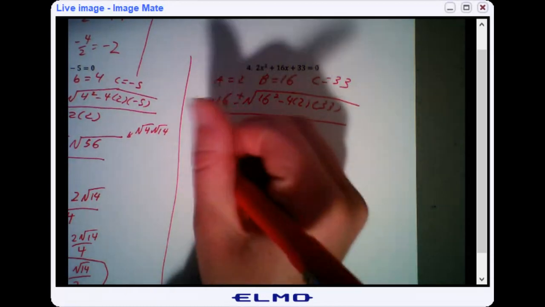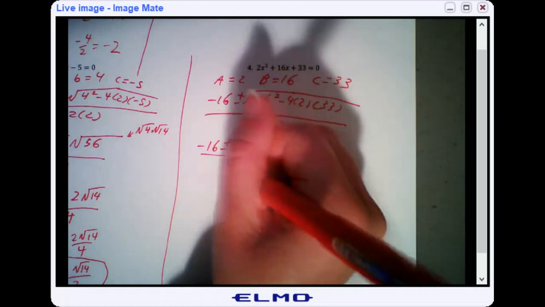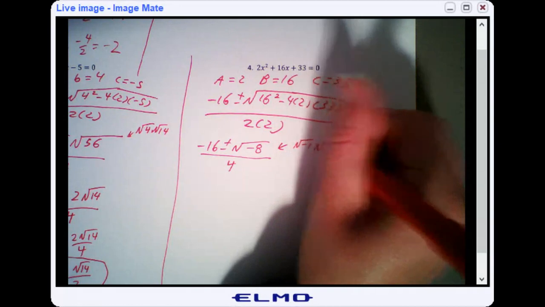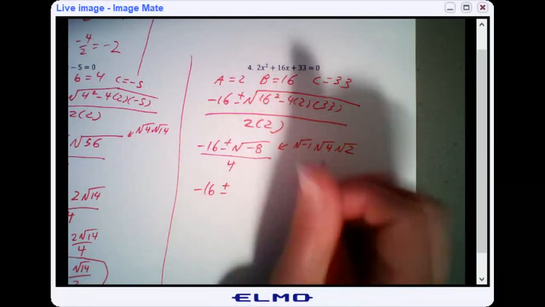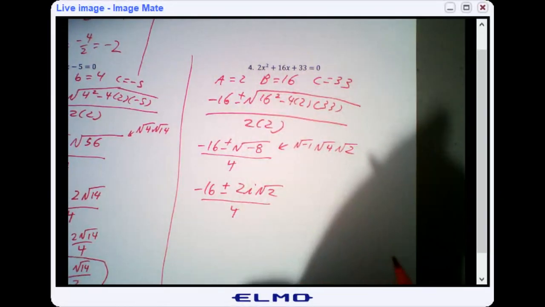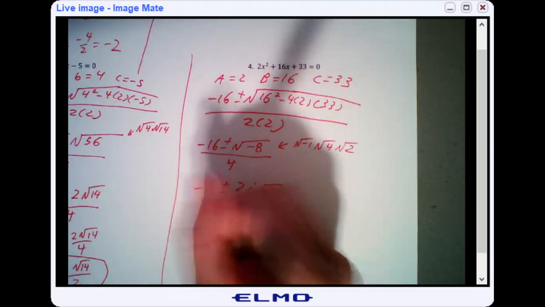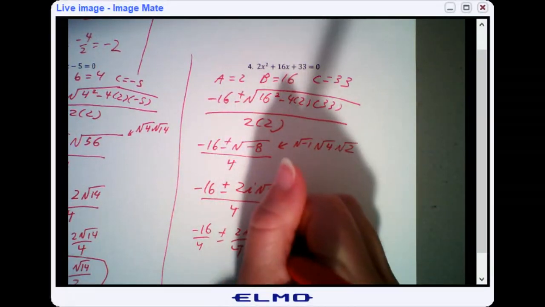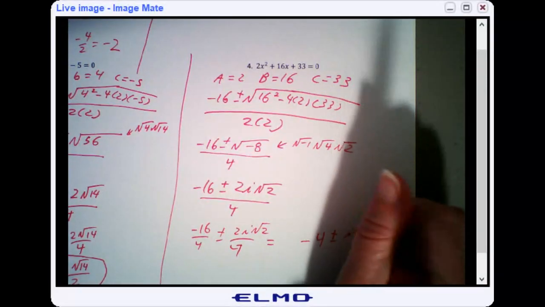We're going to get negative 16 plus or minus square root negative 8 all over 4. Square root of negative 8 is going to be square root of negative 1, square root of 4, square root of 2. Negative 16 plus or minus 2i square roots of 2 divided by 4. And then we can split each of those up. Negative 16 divided by 4 plus or minus 2i square roots of 2 divided by 4. And that's going to become negative 4 plus or minus i square roots of 2 all over 2.